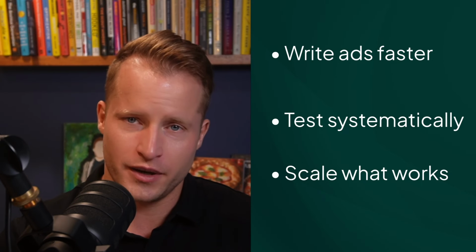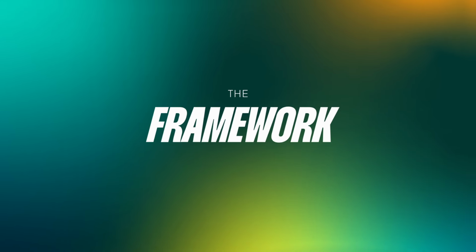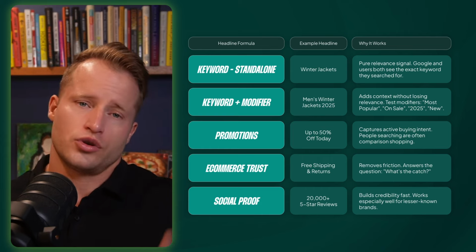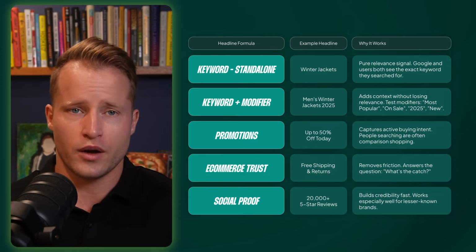I have 14 headline formulas, and I'll start with explaining the core 5, because these work for 90% of campaigns. These are what I will call non-negotiable. Every responsive search ad should have these, and this is where you should start. So there's 5 different formulas. There's the keyword standalone, there's the keyword modifier, there's the promotion, there's the e-commerce trust, and then there's social proof. Let's go through them one by one.